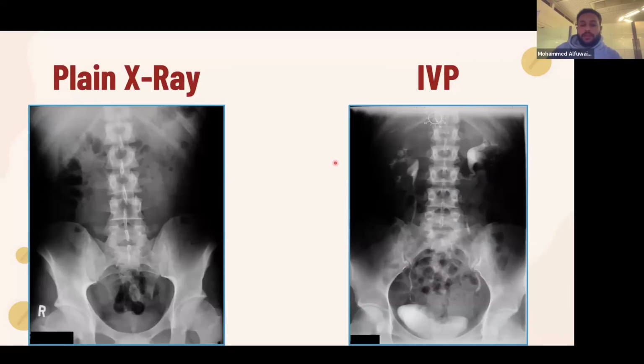Now, there's another form of X-ray, which is IVP, which is intravenous pyelogram. Now, in this case, we give a dye, okay? So when you're giving a dye, you need to make sure that the patient does not have any underlying kidney disease, okay? That's the most important thing. Because if they do, then obviously they will go through toxicity.